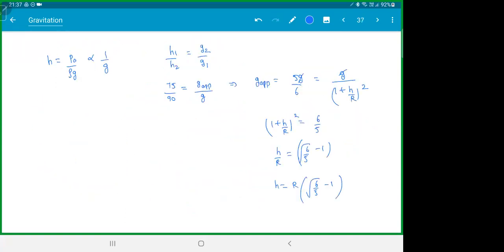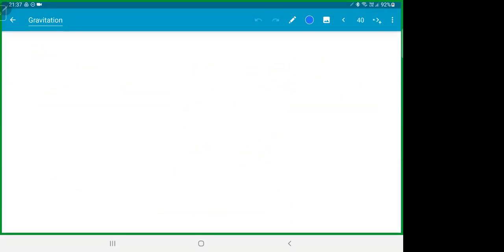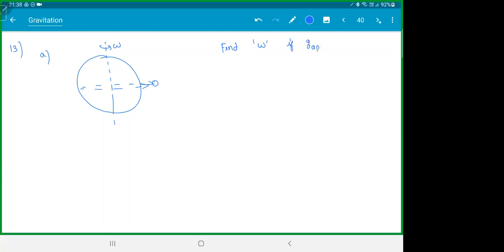Let's see how they'll frame a question on this. Simple one: with what omega should the earth rotate so that the gravity becomes zero on the equator? That will be a simple question. Find omega if g apparent on the equator is zero.